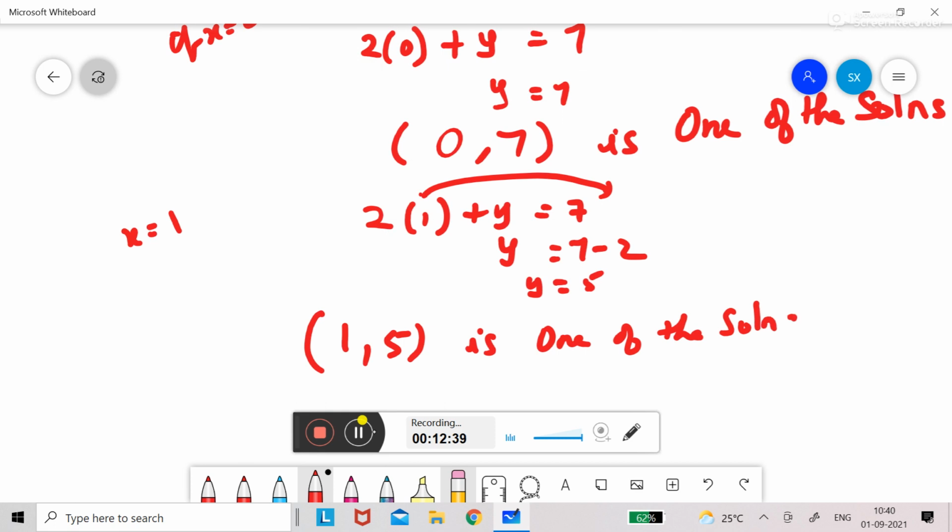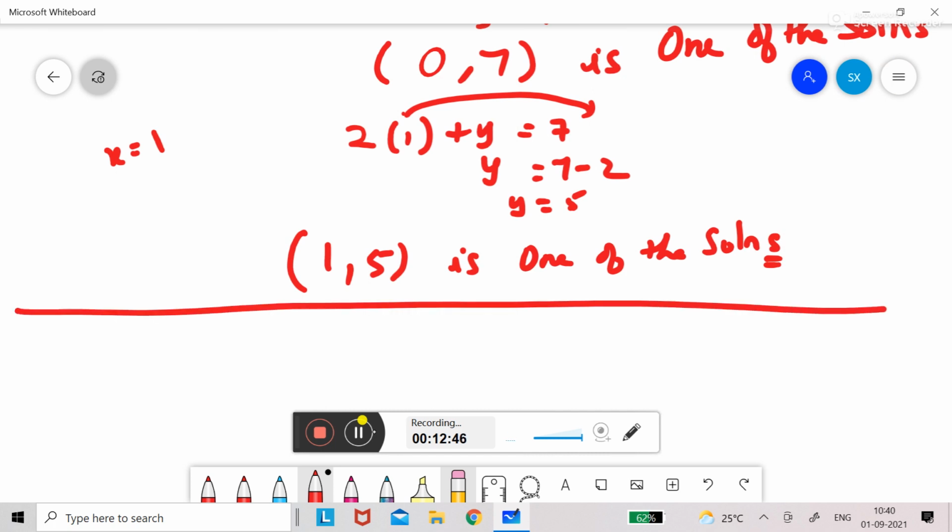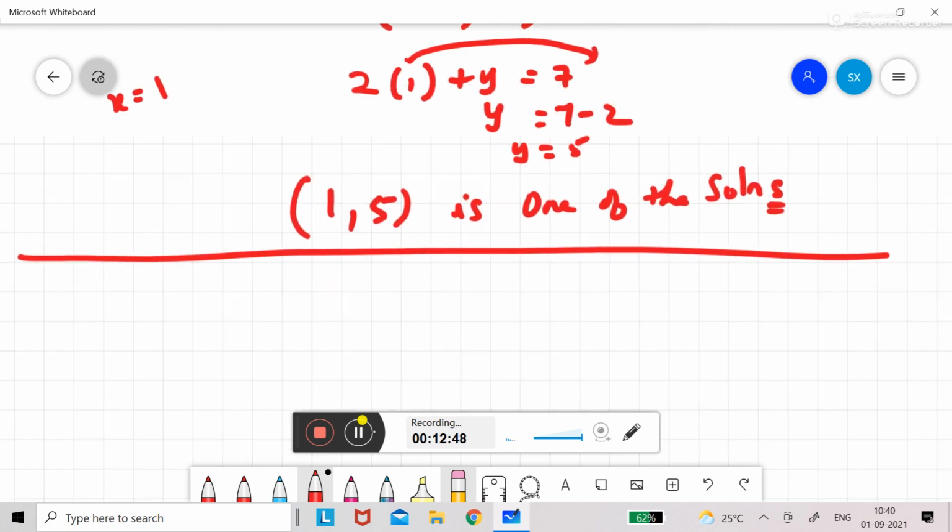Am I right, children? You understood, children? I will know only when I'm correcting the book. Please, today itself submit in Google Classroom so that I will know whether you understood or not, so that tomorrow I will teach you again.